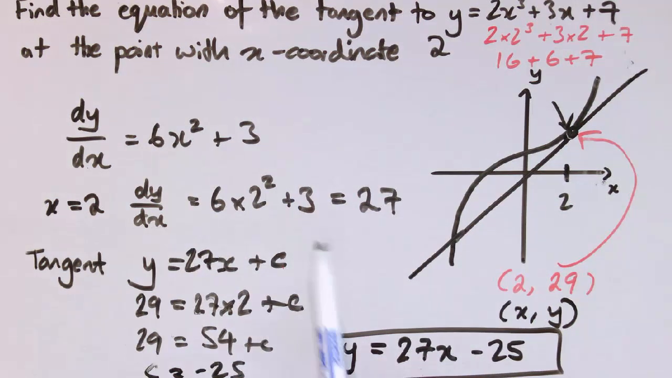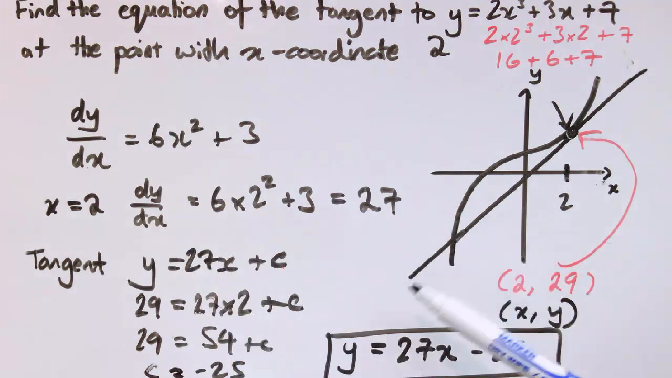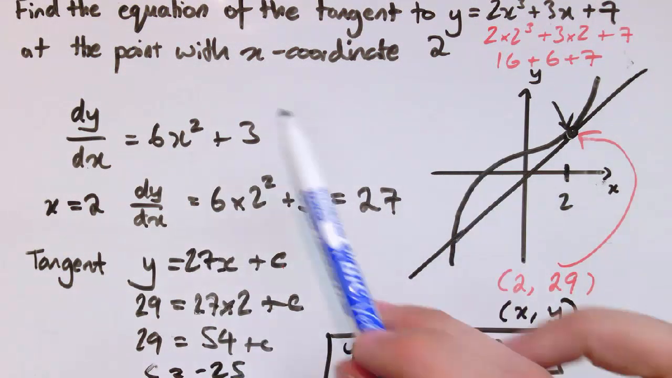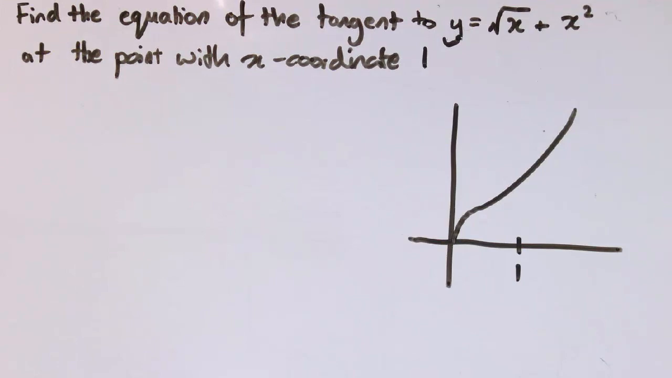So recap that method. We work out the gradient of the curve at the point we're looking for. That gives us the m in y equals mx plus c for the straight line. We work out the coordinates of the point where the curves touch, and we use those coordinates to find out c in y equals mx plus c by substituting them in and rearranging for c. Okay, let's do another one.